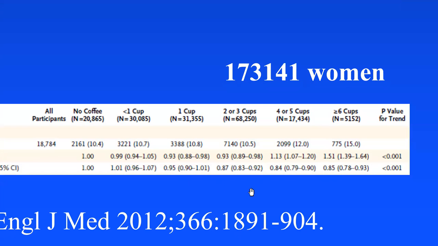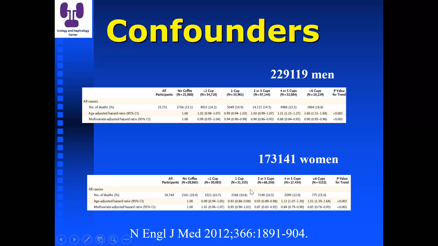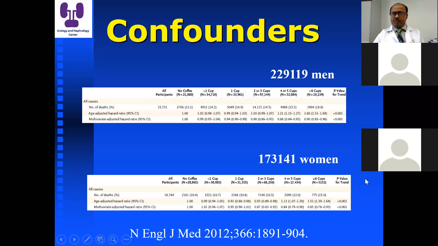So based on this cohort study, we can say coffee drinking is not associated with mortality. But what is associated with mortality is smoking. So smoking here in this example is a real confounder. Do you get it? Now clear?